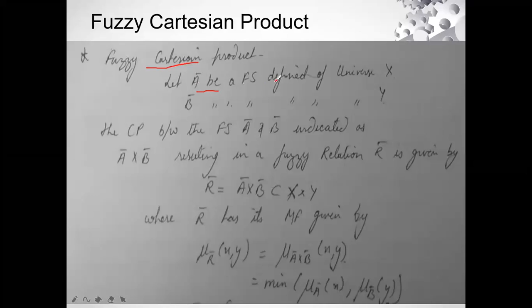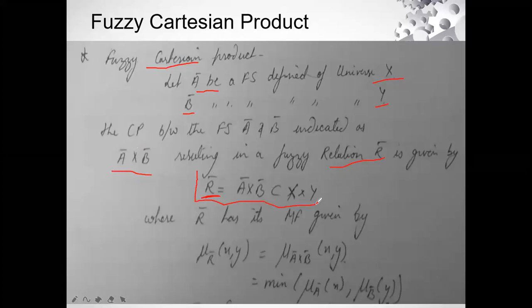So A bar be a fuzzy set defined on a universe, that is X, and B bar be a fuzzy set defined on universe Y. Now the Cartesian product between the two fuzzy sets will be what? A and B is indicated with the help of A bar cross B bar. So this is how we are going to indicate the Cartesian product, which results in a fuzzy relation termed to be R bar. So when we are doing the Cartesian product over two fuzzy sets, the resultant, A bar cross B bar, will give you the fuzzy relation, that is the R bar.